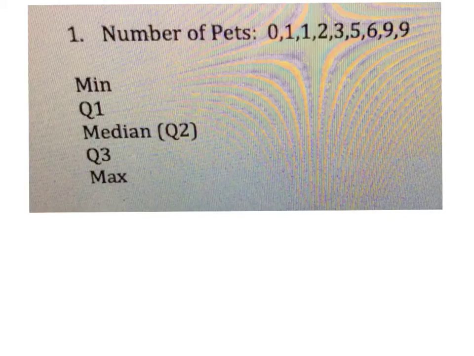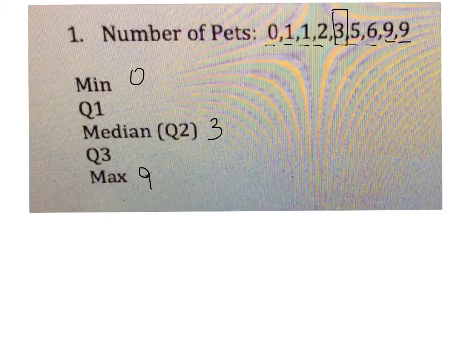Here's my number of pets. Let's say we asked this many people the number of pets. The numbers are already in order, so that's good: 0, 1, 1, 2, 3, 5, 6, 9, and 9. Your minimum is your smallest number, so that's 0. Your maximum is your biggest number, so that's 9. Then you find your median. If I cross these out, you get 3 as your median. It's the number in the middle.